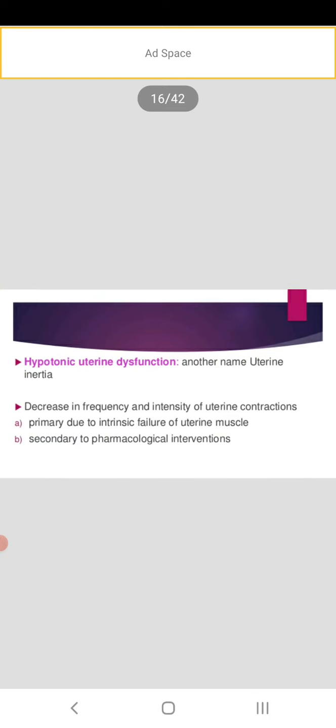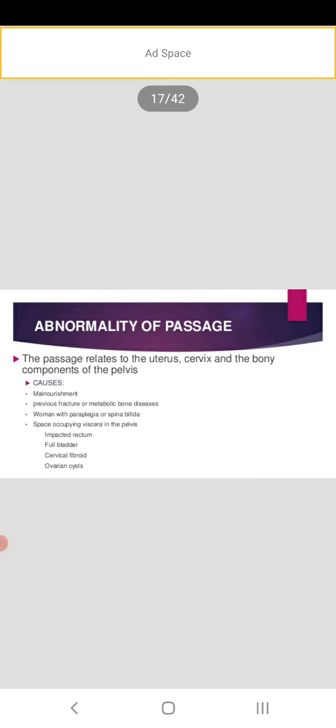Then hypotonic, that is the decreased frequency and intensity of uterine contraction, primary due to intrinsic failure of uterine muscle, secondary to pharmacological interventions. Abnormality of the passage, that is the passage relates to uterus, cervix and bony components of the pelvis. That is the passage the baby comes out through, that is what is meant by passage.